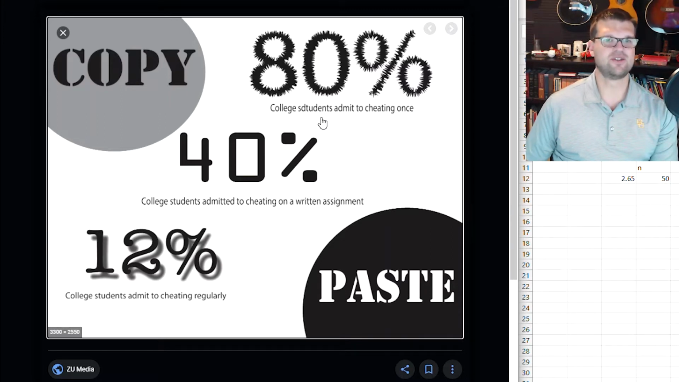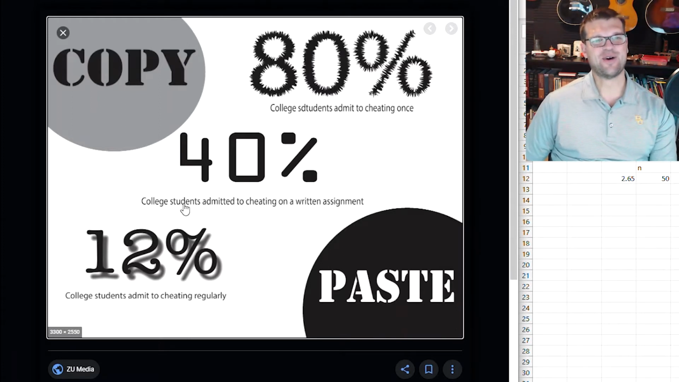Here's another example. We've got 80% of college students admit to, they didn't even spell students correctly. Students admit to cheating once. At least they spelled students correctly here. So I guess they didn't know how to copy and paste. 40% of college students admitted to cheating on a written assignment. 12% of college students admit to cheating regularly.